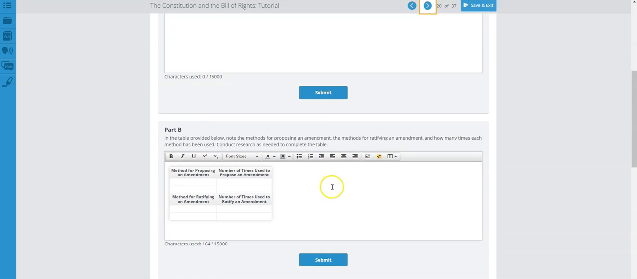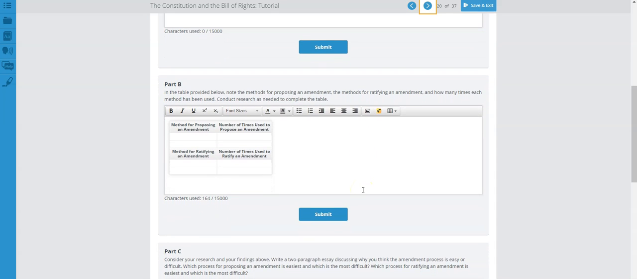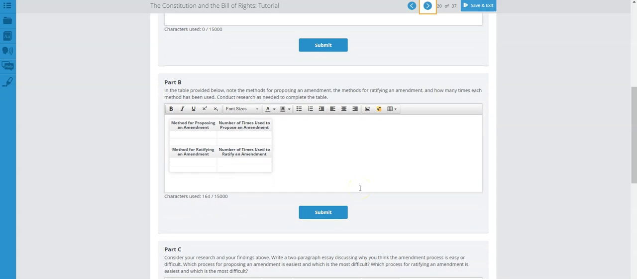Now, part B says, in the table provided below, note the method for proposing an amendment, the method for ratifying an amendment, and how many times each method has been used. Conduct research as needed to complete the table. And if you see here, you have this table, and you need to fill it out. It says right here, methods for proposing an amendment. You need to write the first method. You need to write the second method.